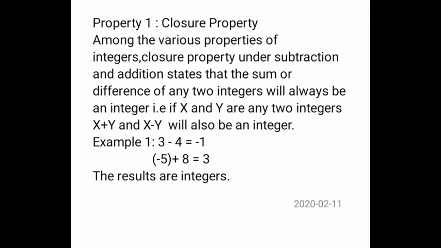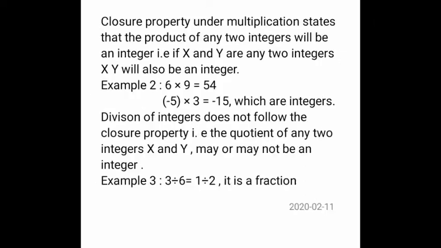For example, if we do 3 minus 4, the answer is -1. And if we do -5 plus 8, in the second example we add two integers, the answer is 3. And in the first example we subtract two integers, the result is also an integer. Therefore, the results are integers. The property is valid under subtraction and addition. We observe that closure property under addition and subtraction is valid.